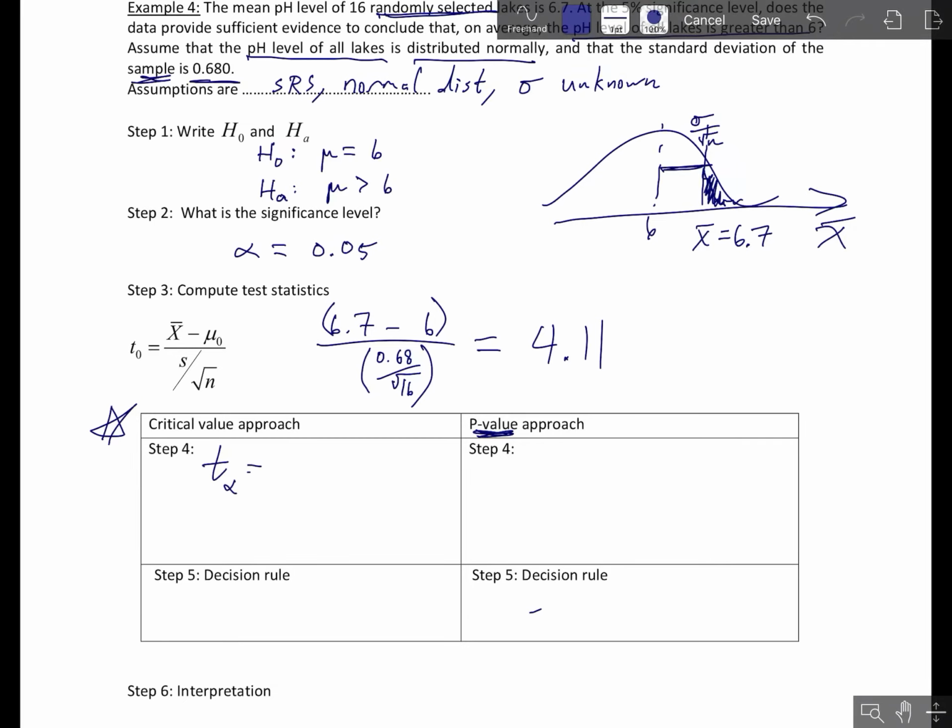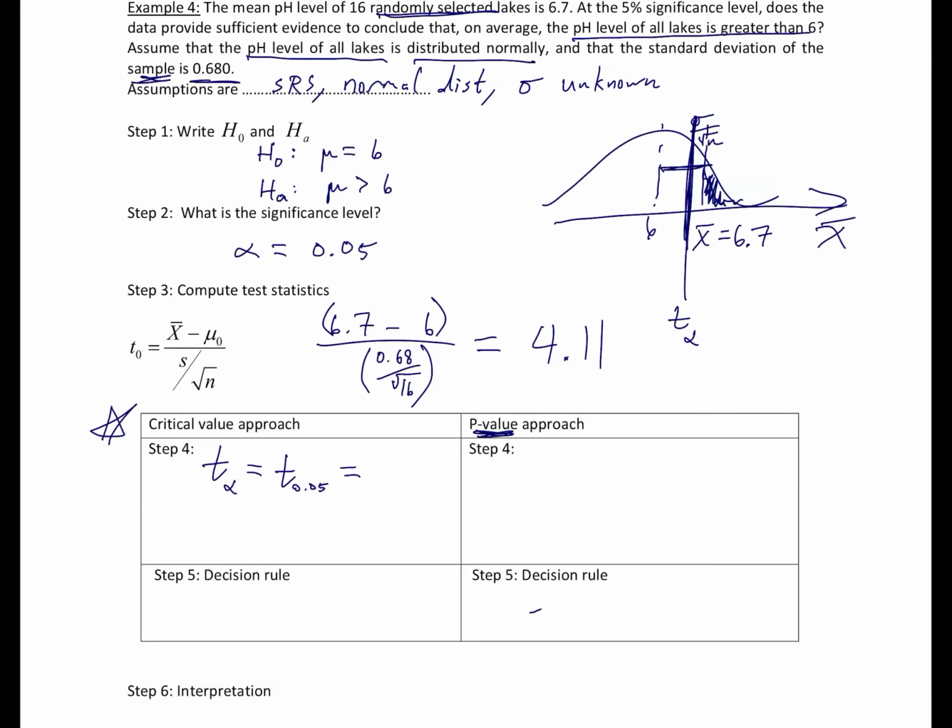So for the critical value approach, what we need to do is find our critical value. That would be t sub alpha, which is t sub 0.05. So we're looking for the t value that has an area of 0.05 to its right. And that would represent our critical t value here. So this will be t sub alpha. And what we'll say is that if our test statistic is to the right of this, then we would reject the null hypothesis. And if our test statistic is to the left of this, then we would accept the null hypothesis.